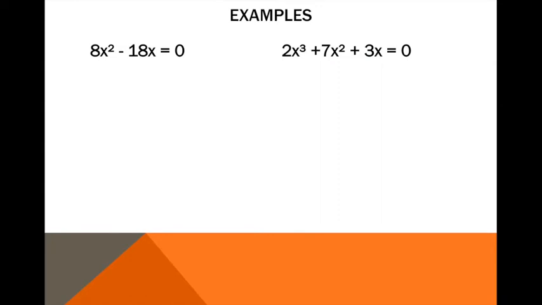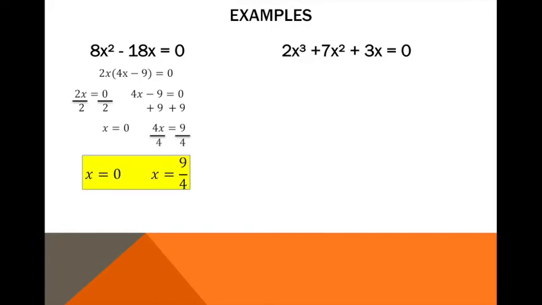Okay, so this one is already in standard form, but I have a GCF of 2x, so I can factor out the GCF. So 2x, parentheses, 4x minus 9 equals 0. Then set each equal to 0. So 2x equals 0 and 4x minus 9 equals 0. Divide by 2 and add 9 to both sides. So x equals 0 and 4x equals 9. Now I need to divide by 4. So x equals 0 and x equals 9 over 4.